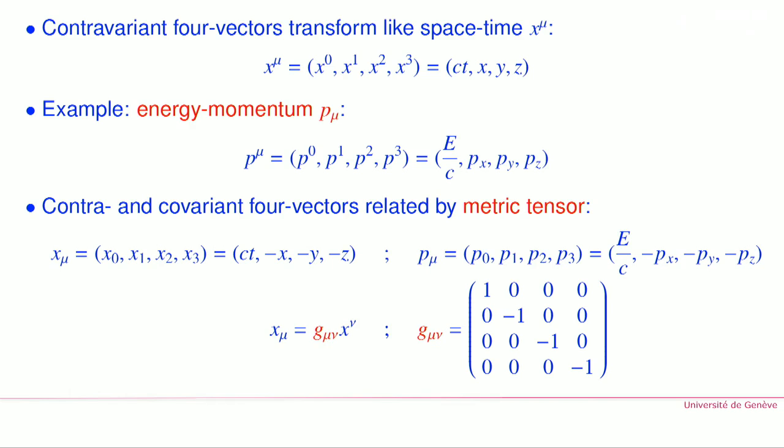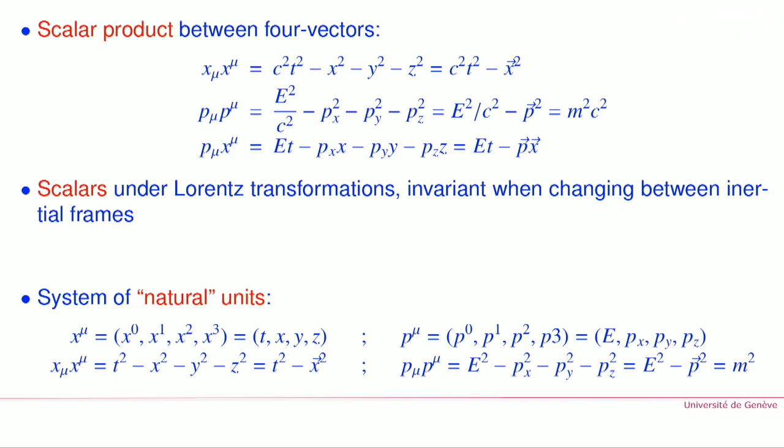The norm of a four-vector is defined via the scalar product between a contravariant four-vector and its covariant form. The two are related by the metric tensor g_μν, as shown here. All scalar products between four-vectors are invariant under Lorentz transformations. More generally, the scalar product is thus defined as the product between a covariant and a contravariant four-vector.